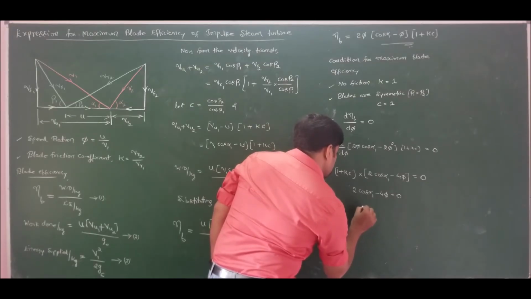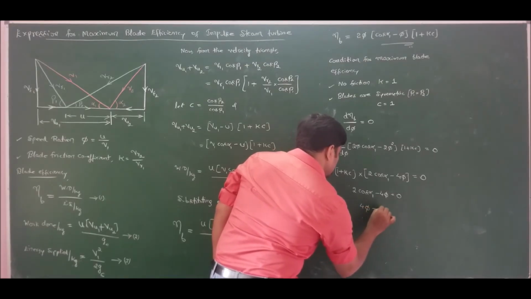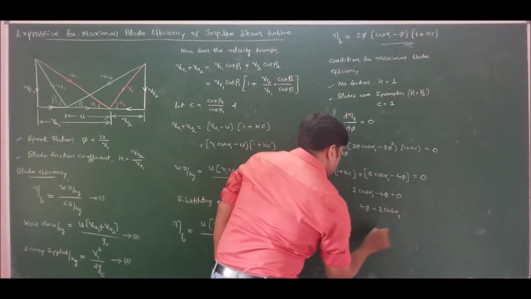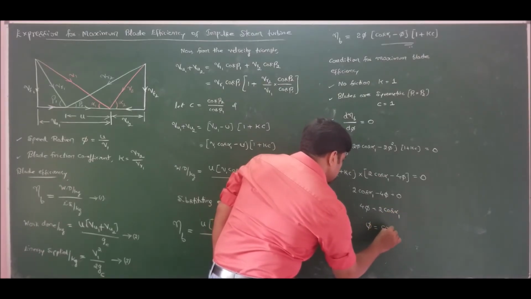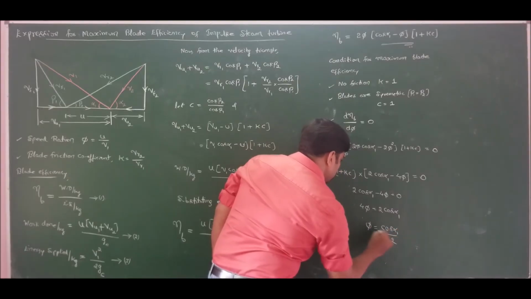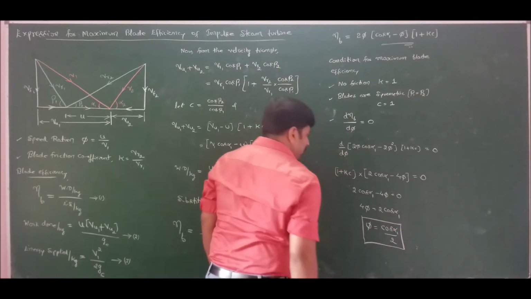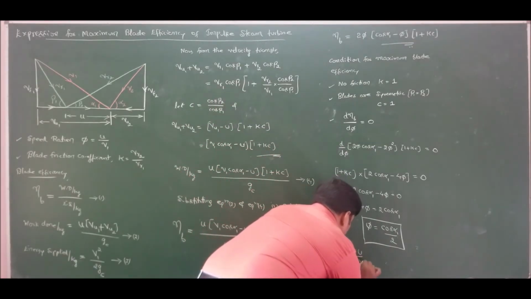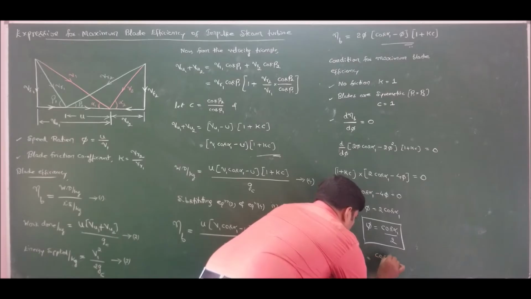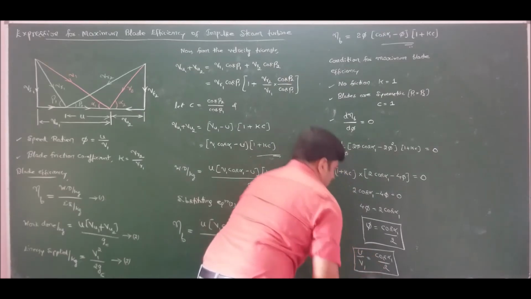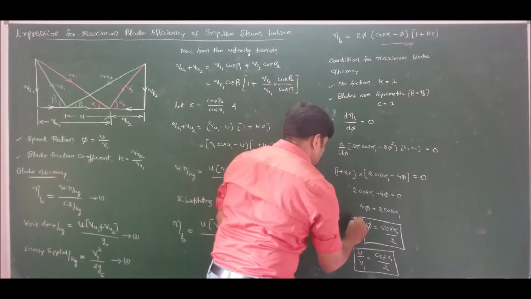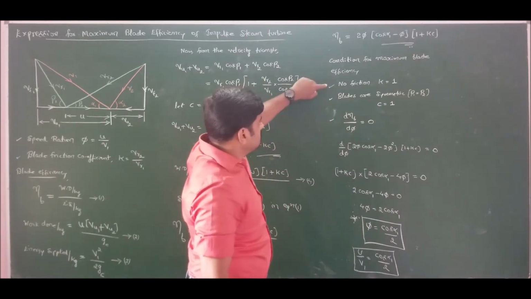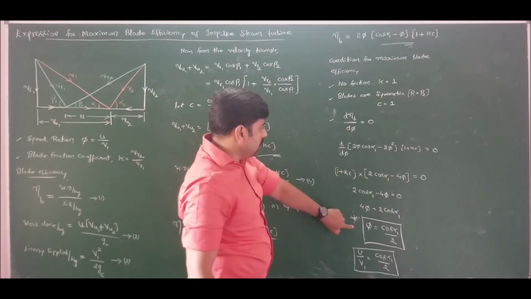So therefore 4 phi is equal to 2 cos alpha 1, so phi is equal to cos alpha 1 by 2. For efficiency to be maximum, the speed ratio should be cos alpha 1 by 2. That is, U by V1 should be equal to cos alpha 1 by 2 for blade efficiency to be maximum for axial flow impulse turbines. Very important. Now substitute these three conditions: no friction, blades are symmetric, and phi is equal to cos alpha 1 by 2.